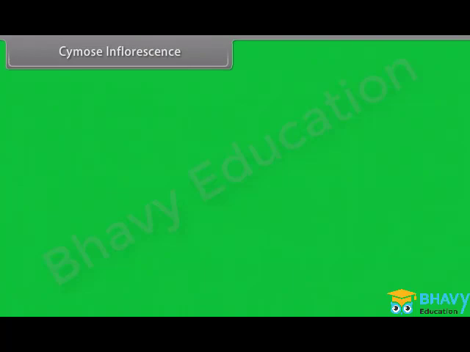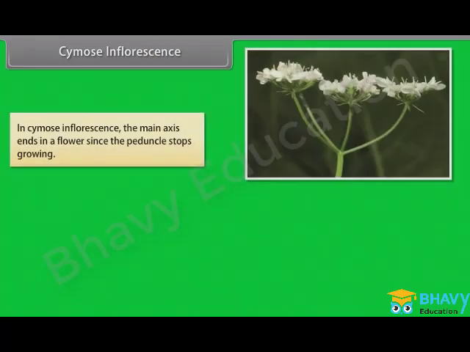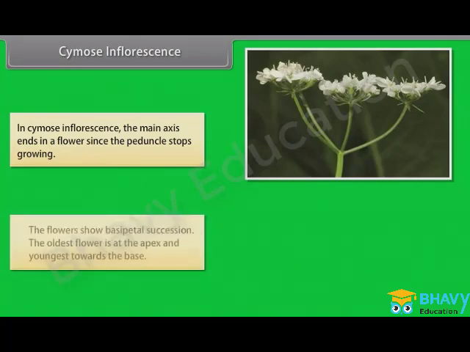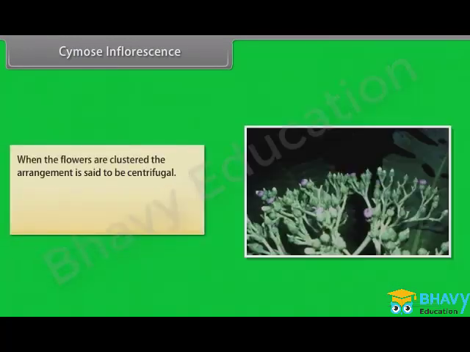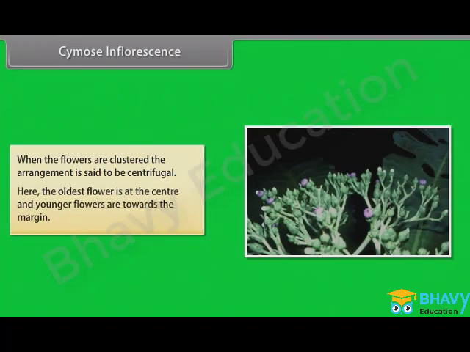Cymose Inflorescence. In Cymose Inflorescence, the main axis ends in a flower since the peduncle stops growing. The flowers show basipetal succession. The oldest flower is at the apex and the youngest towards the base. When the flowers are clustered, the arrangement is said to be centrifugal. Here, the oldest flower is at the center and younger flowers are towards the margin.